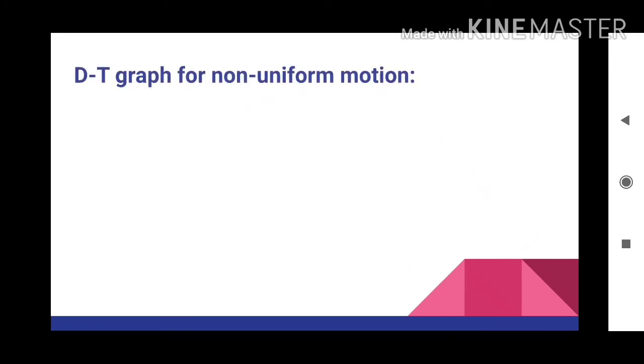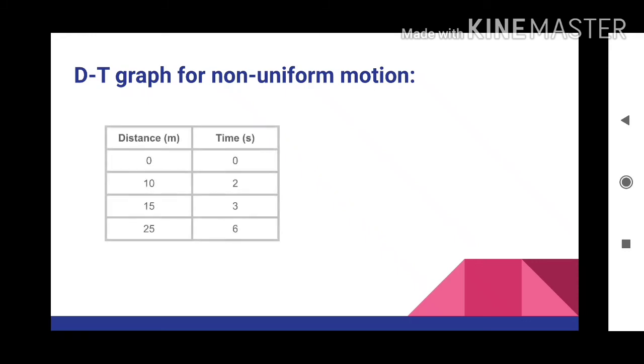So now we looked at the distance time graphs for uniform motion. So how would the distance time graph for non-uniform motion look? First look at the table given here, where the data is collected from an object which is showing non-uniform motion. Once again the distance unit is meters, and the unit of time in the second column is seconds. At 0 seconds, the distance was 0 meters. In 2 seconds, the object covered 10 meters. In 3 seconds, the object covered 15 meters, and in 6 seconds, the object covered 25 meters.